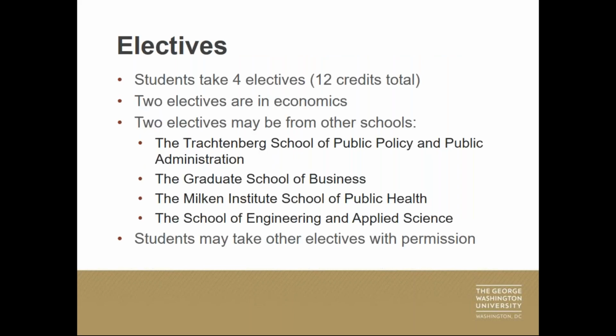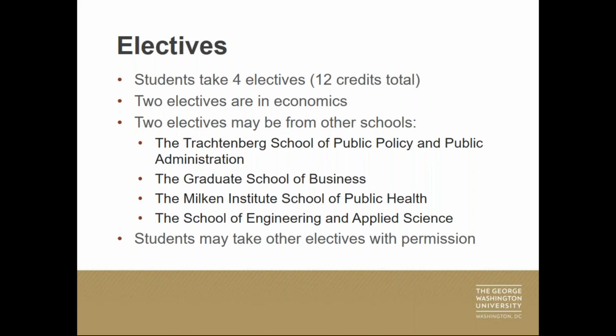So again, just to summarize, there are the 6 core courses, and then you have 4 electives for a total of 12 credits. Each course is generally worth 3 credits. 2 of these electives are in economics, and 2 may be from other schools: School of Public Policy, School of Business, School of Public Health, and the School of Engineering and Applied Science. Plus, you may take other electives with permission, and in areas like data science, mathematics, and other areas.